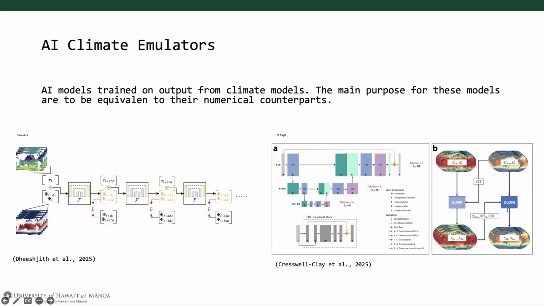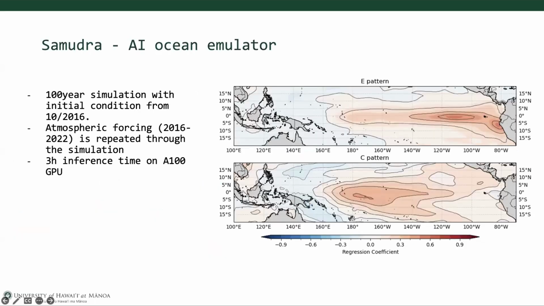The general assessment we're doing here is, first, to look at whether they are able to reproduce the patterns that I showed before. For Samudra, the AI ocean emulator, we ran a 100-year simulation with initial conditions taken from 2016. We had atmospheric forcing. Since this is a model, it needs something to drive it. The atmosphere is the one setting the stage for the ocean. So we repeated the same atmospheric forcing from 2016 to 2022 for 100 years in total.